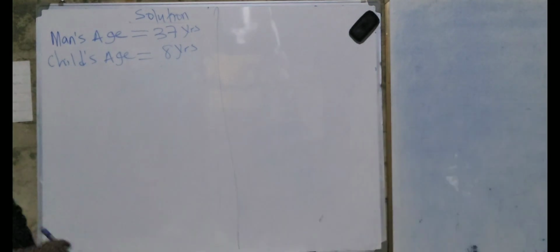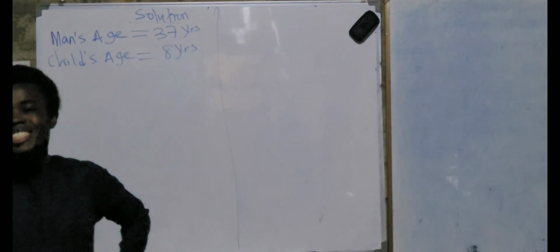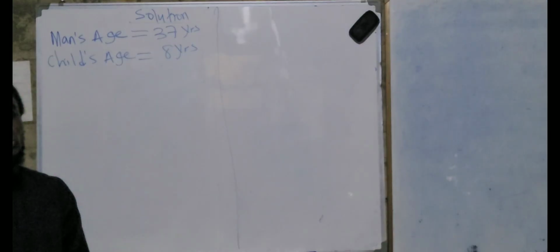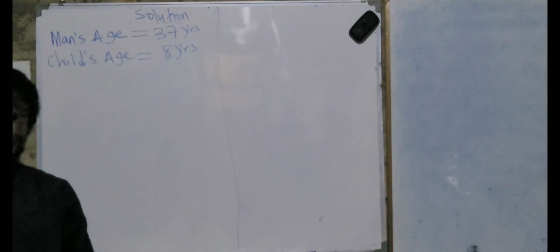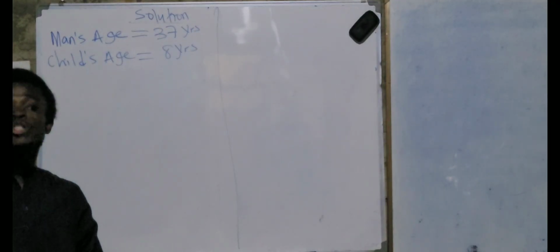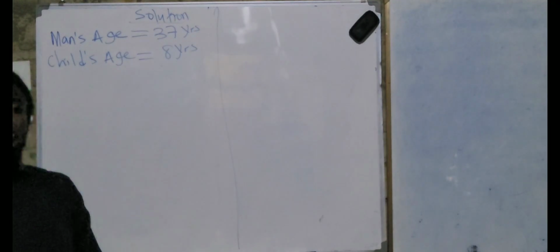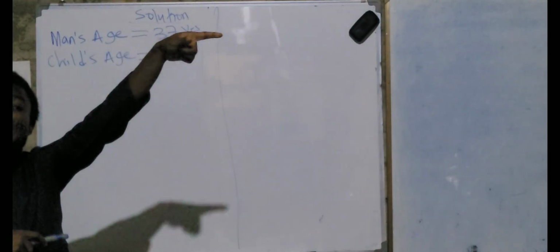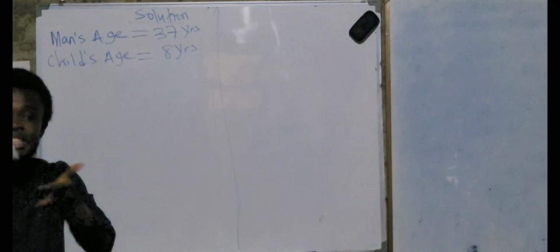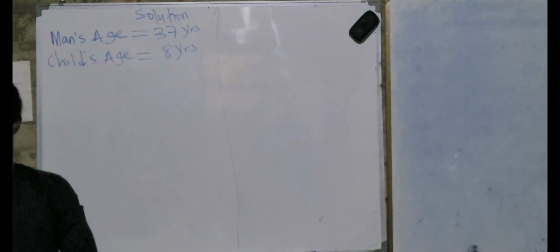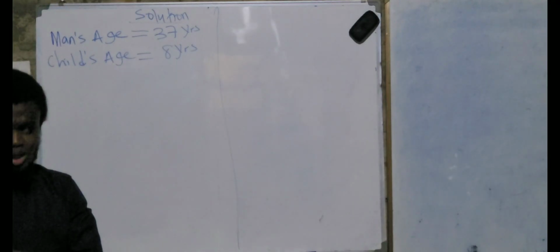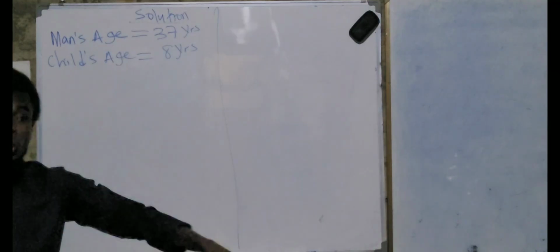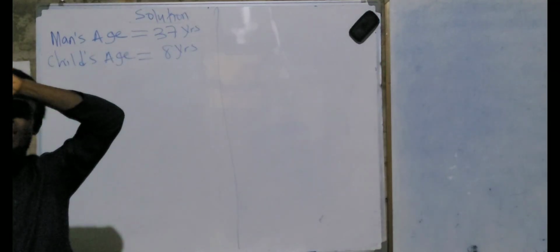Whenever you see ago, you subtract. So these are the things that you must take note of. Later means you have to add. In 2 years' time, it means you have to add 2 to that particular age. In 5 years' time, it means you add 5 to the present age. Ago means what? Subtraction. 2 years ago means it has passed, so you must subtract.